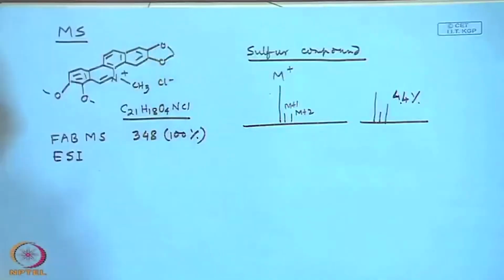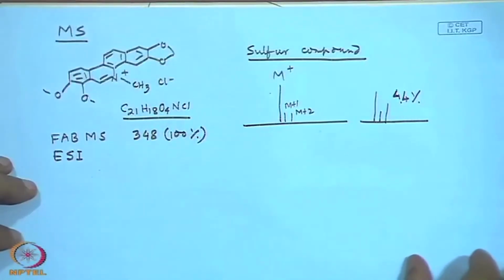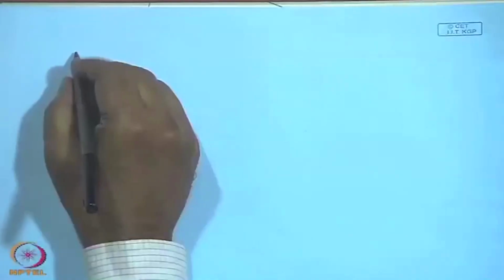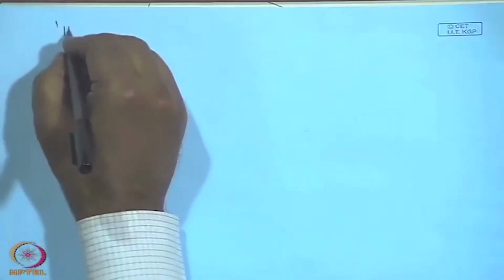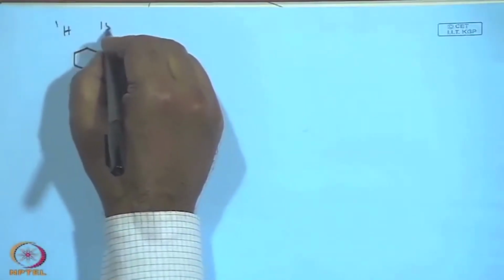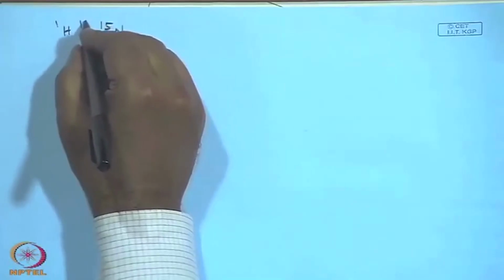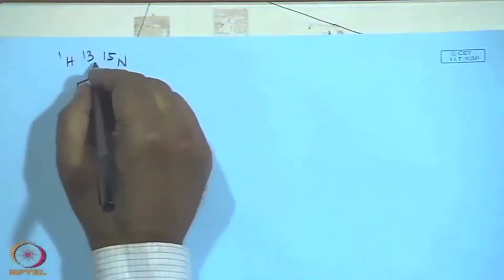And then the next thing is proton NMR. Proton NMR, how do you distinguish? Okay, let us say I will give you a problem, in NMR. So, you have proton and then nitrogen-15 NMR and of course, the carbon NMR, right, carbon NMR.